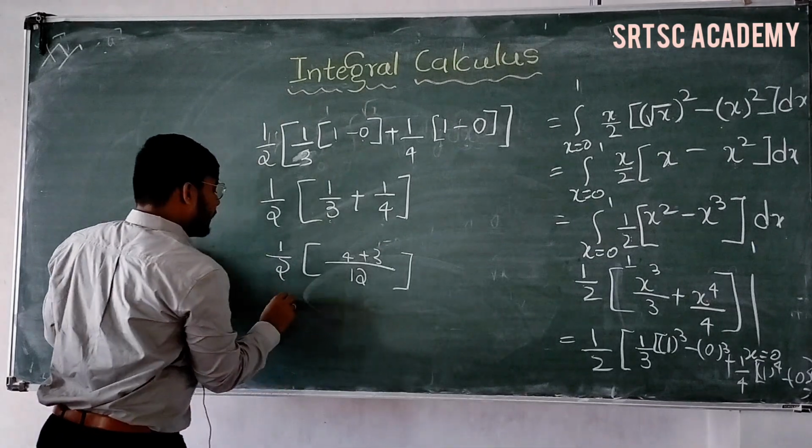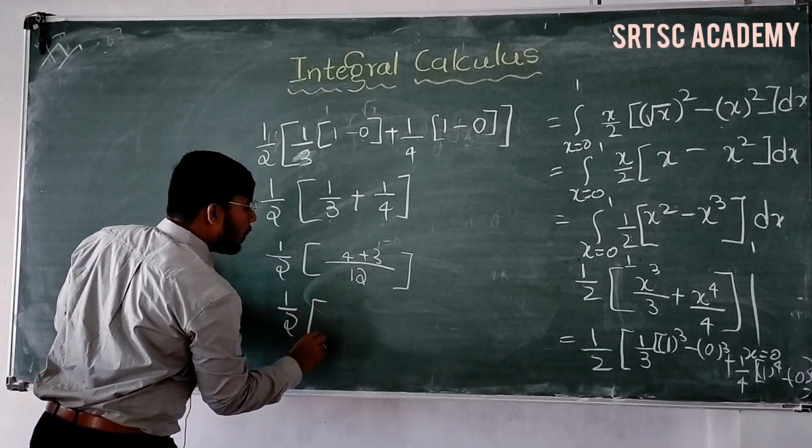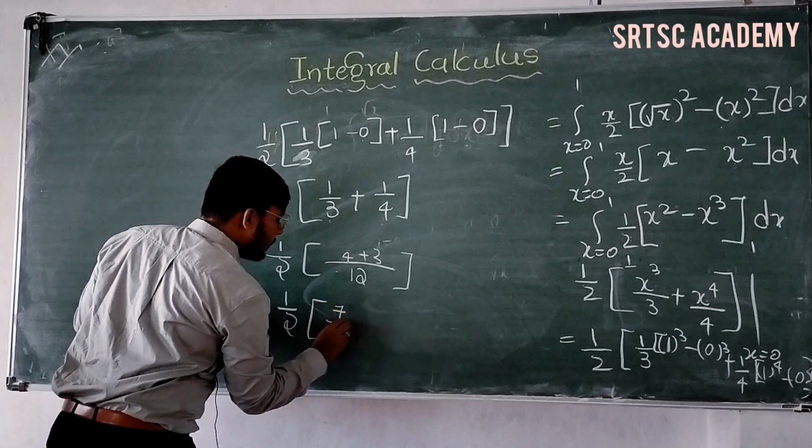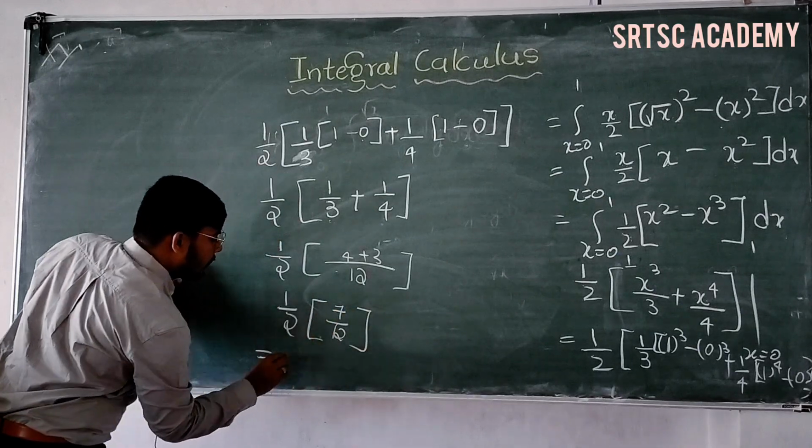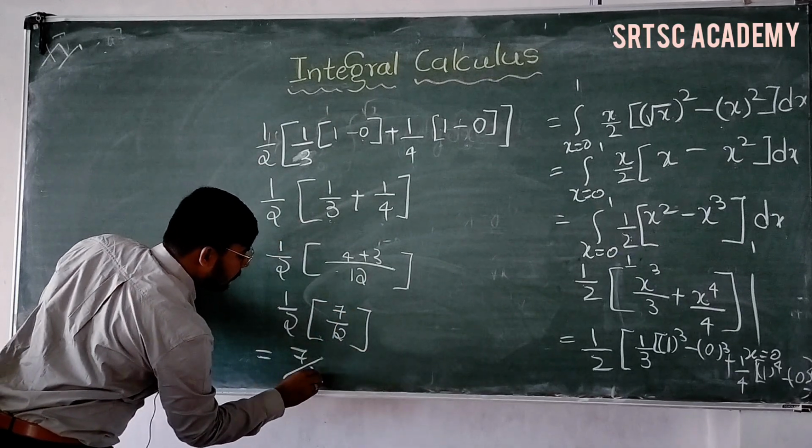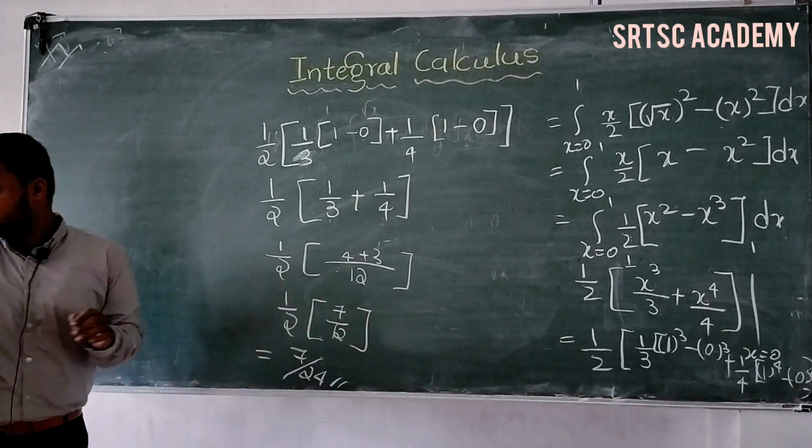Yeah, that is 1 by 2, 4 plus 3 means 7, 7 by 12, that is 7 by 24, final answer.